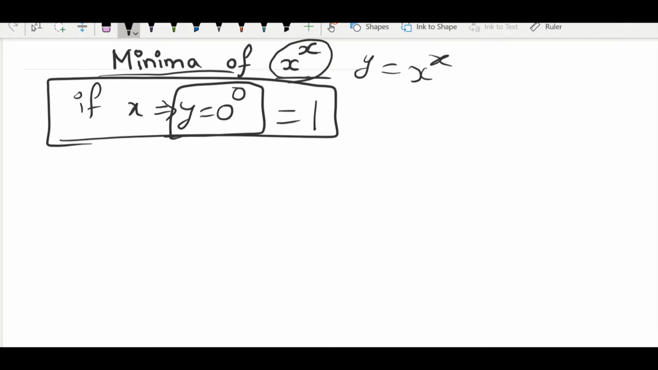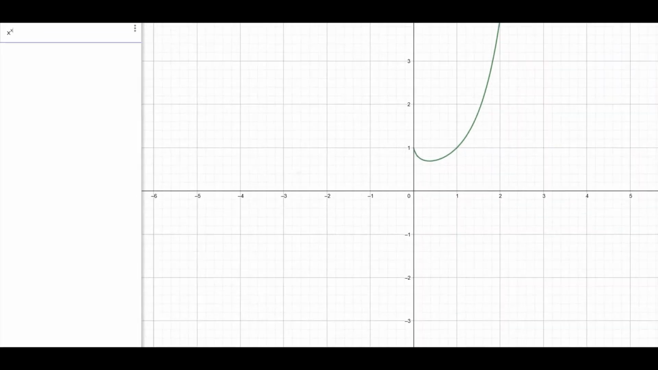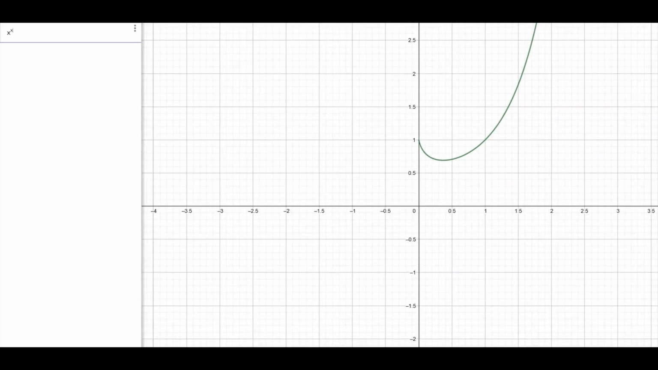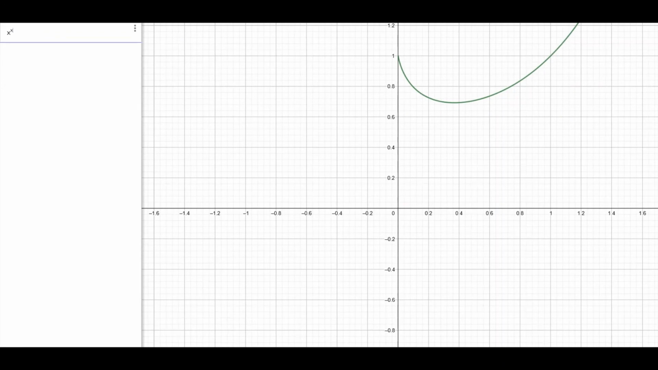Let us try to understand this by plotting a graph here. If I plot the graph of x power x, I got a curve which is increasing from certain value. Initially at x equals to 0, the value is 1. As I increase the value of x, it increased till this point. At x somewhere between 0 and 0.5, the value got decreased and suddenly it just started increasing along this curve.